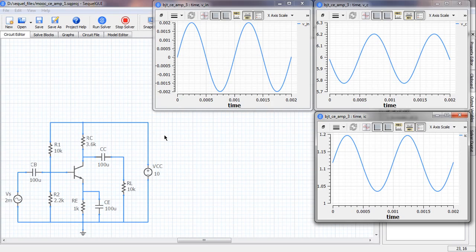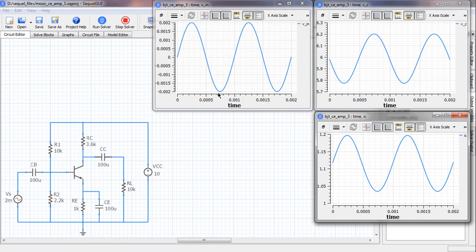Here are the simulation results. This graph is the input voltage Vs, which has an amplitude of 2 millivolts as mentioned here, and we are showing 2 cycles, which means 2 milliseconds, since our frequency is 1 kilohertz. This time is in seconds, so that is 2 milliseconds. And the input voltage is going from 0 to 0.002, that is 2 millivolts, and then going down to minus 0.002. So it's varying between minus 2 millivolts and plus 2 millivolts.